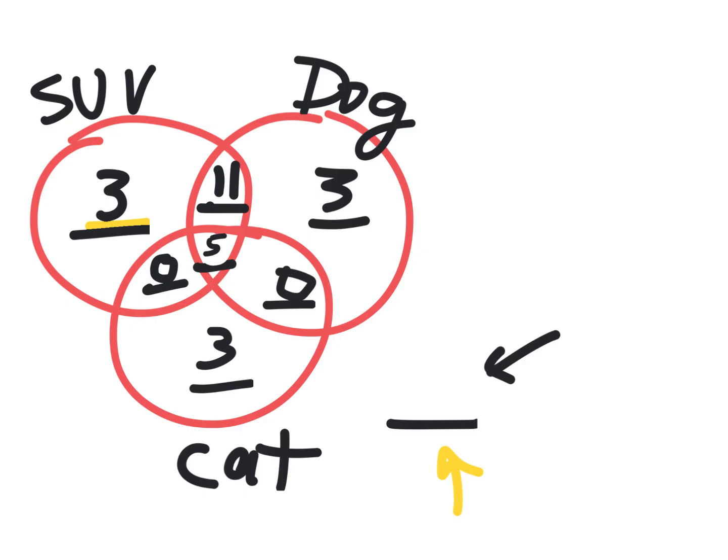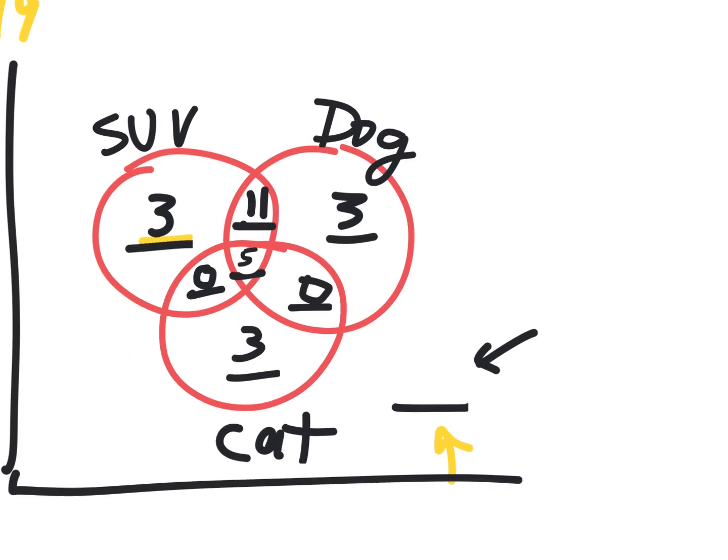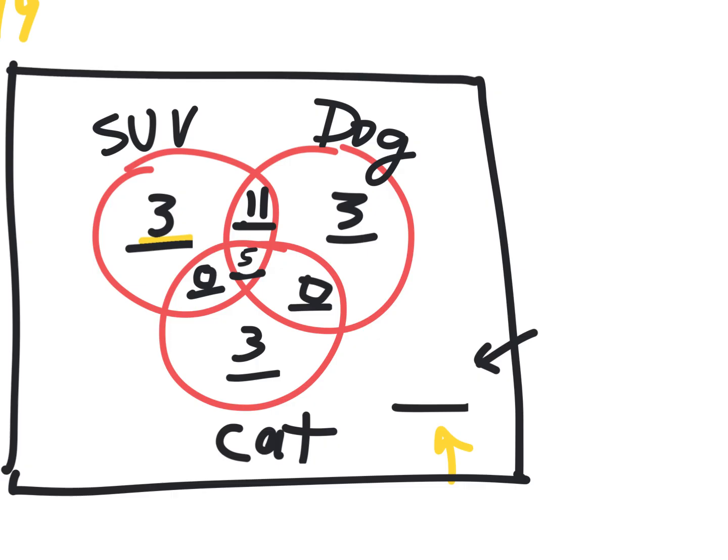Okay. All right, so then I add them all up, and we're going to make this one more official. We're putting a box around the outside. We're putting a 0 right here to make it really clear there's nobody that doesn't have an SUV or a dog or a cat. And or is a big answer. So all of these added together goes up in here.